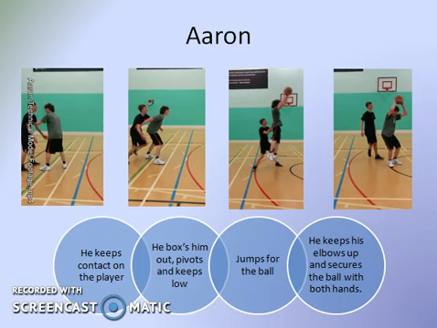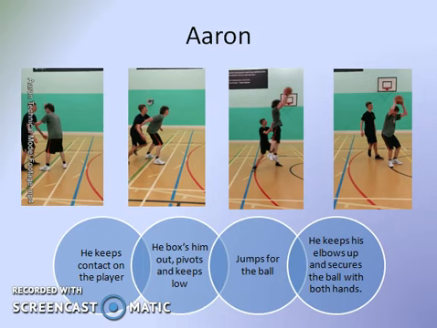which is the first picture. He boxes him out, pivots and keeps low, which is shown by our second picture. He jumps for the ball, which is shown by our third picture. And he keeps his elbows up and secures the ball with both hands. It's important that you secure the ball with both hands and not just one, because the ball is more stable in your hands and you're less likely to have it stolen from you.